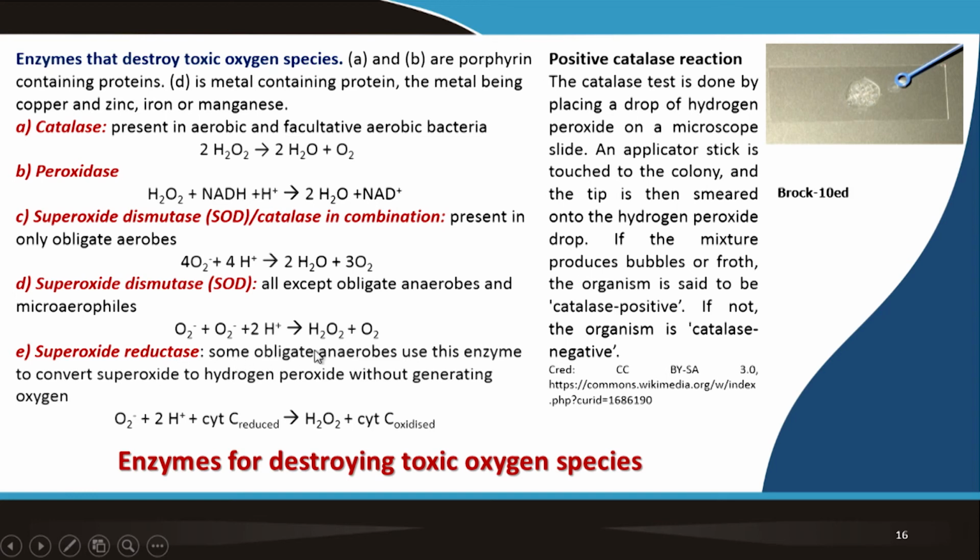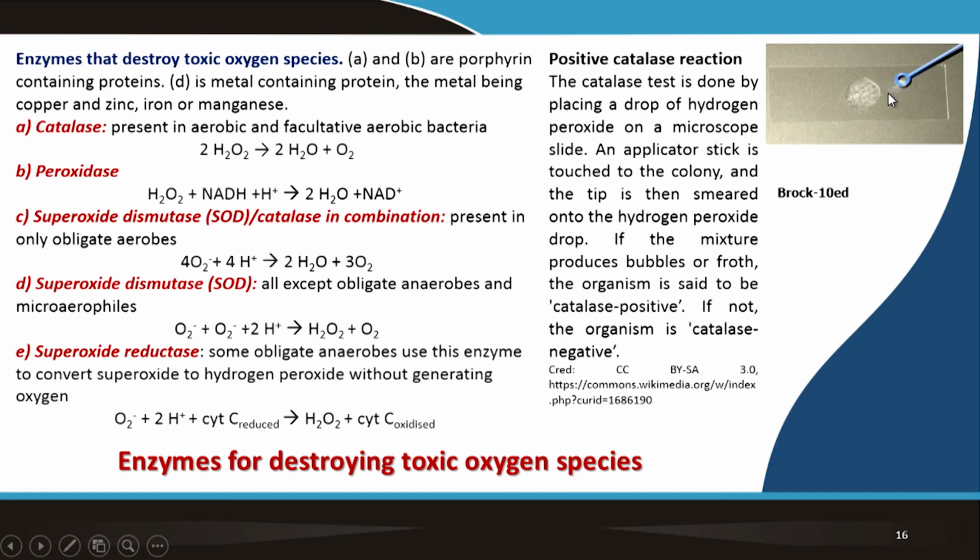This is present in some obligate anaerobes. They use this particular enzyme to convert superoxide to hydrogen peroxide, but since they do not tolerate oxygen, this superoxide reductase is able to convert superoxide to hydrogen peroxide without generating oxygen. So cytochrome C, in the reduced form, is oxidized, and the end product is hydrogen peroxide, which can then be further detoxified by other enzymes.